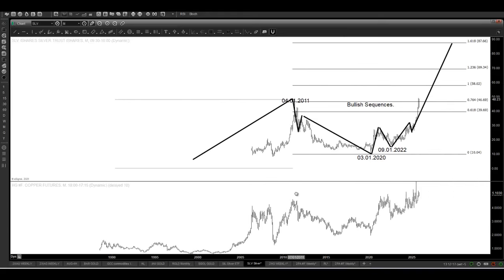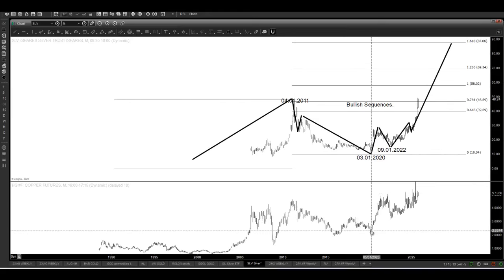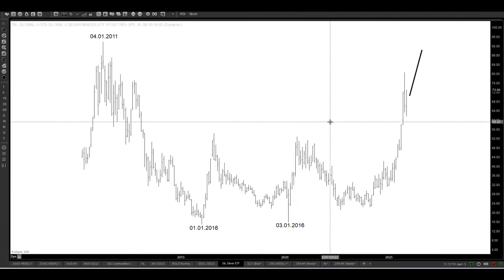It is the same trend, just that the second nest in copper is the low in the ETF. So this is a nest with the bullish sequence, and this is a nest that hasn't broken higher yet. Does that make sense? So it's very bullish. This is another silver ETF.